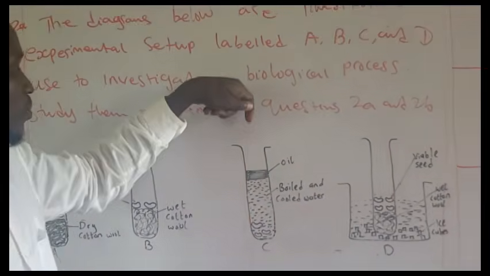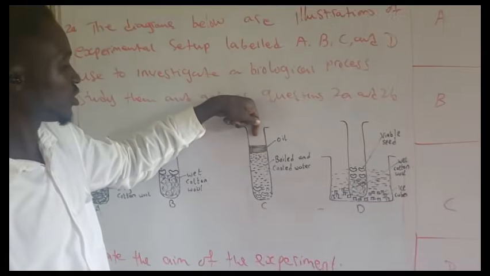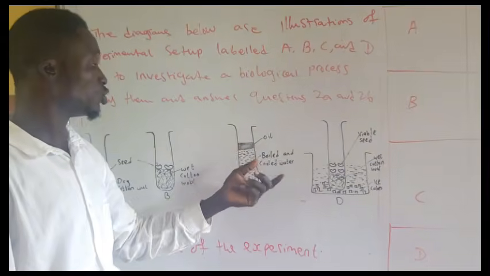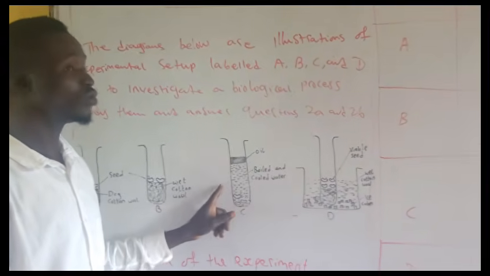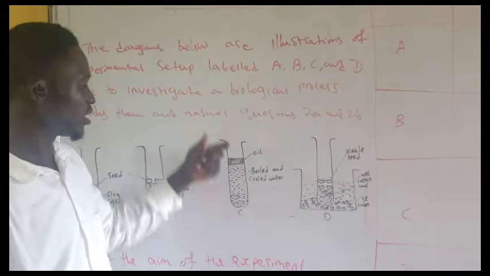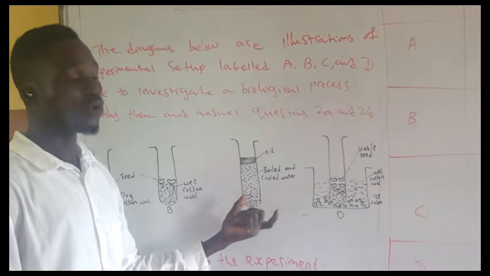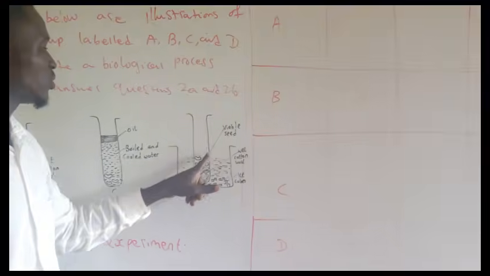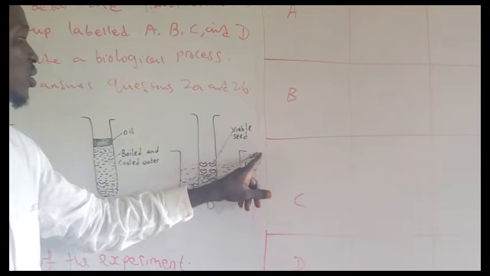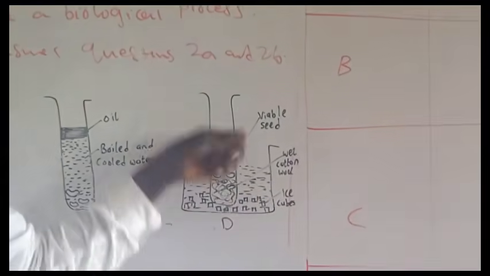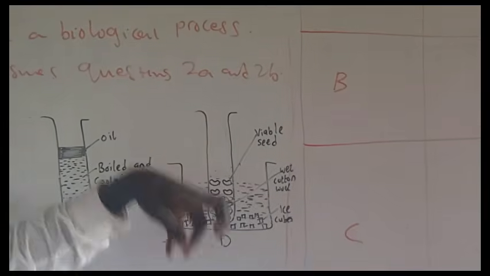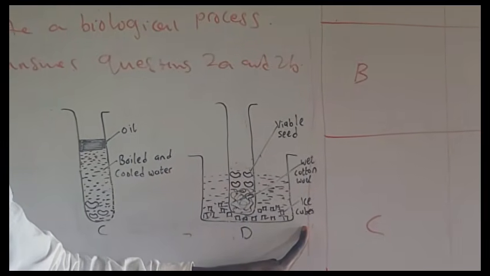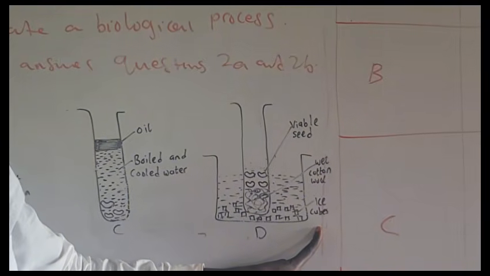This one has a seal of oil at the surface. Oil will never allow air or oxygen to penetrate into this boiled and cooled water. Though the water has been boiled and cooled, germination will not occur because of the obstruction of air. The next has viable seed and wet cotton wool, but here it is immersed in ice cubes, where the temperature is extremely low, therefore germination cannot occur.